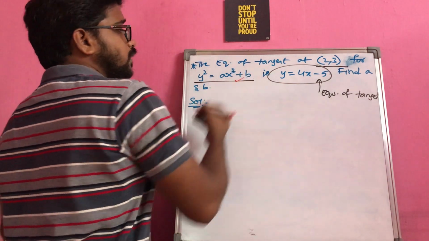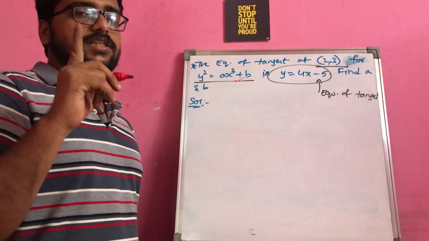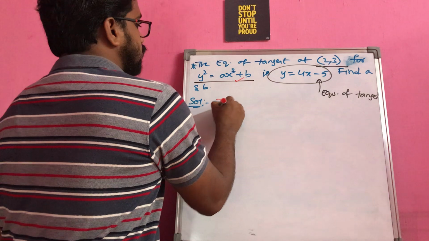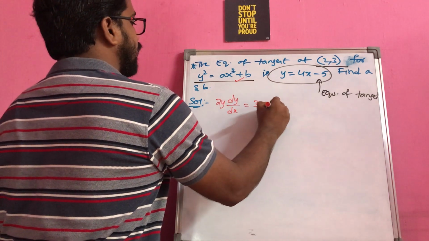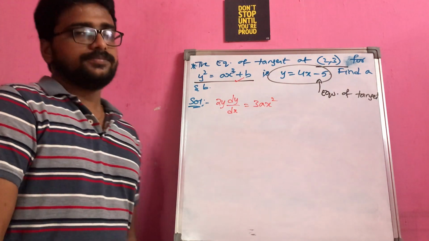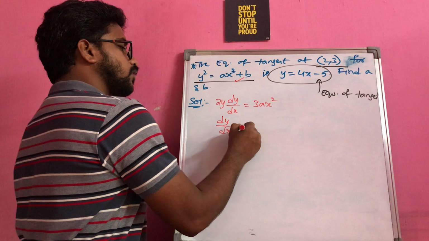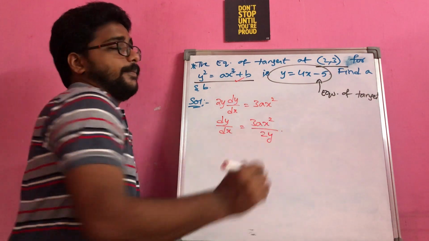For this given curve, if I have to find the equation of a tangent, the first thing I have to get is the slope value. So I will apply differentiation. That means 2y dy by dx is equal to 3ax square plus 0 will come. So that means dy by dx value is equal to 3ax square divided by 2y.